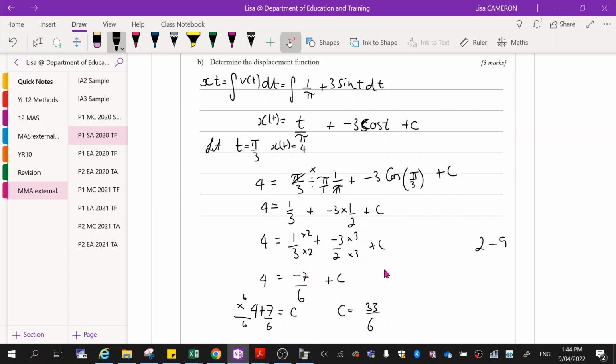Now I can see that they both share 3 as a factor, so I can divide this by 3 and I'll be left with 11, divide that by 3, I'm left with 2. So c is equal to 11 on 2. So that means that our displacement function is given by x(t) is equal to t on pi minus 3 cos t plus 11 on 2.